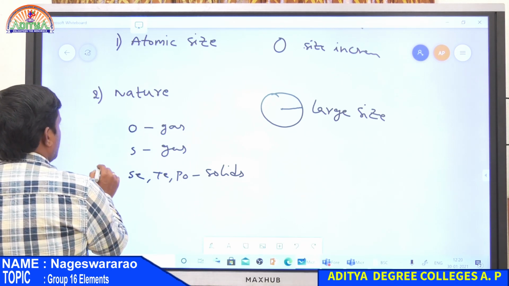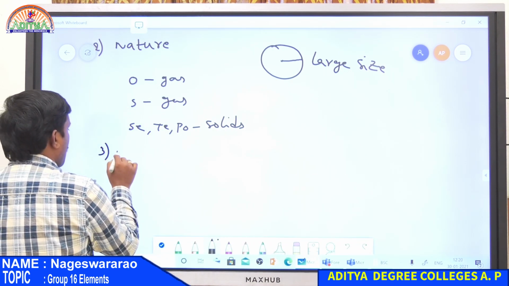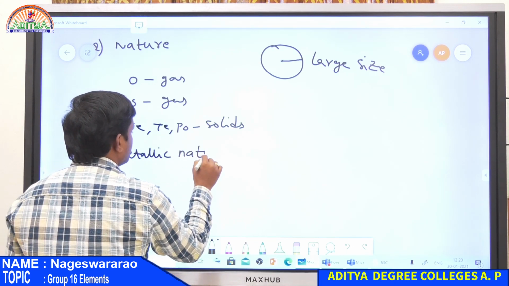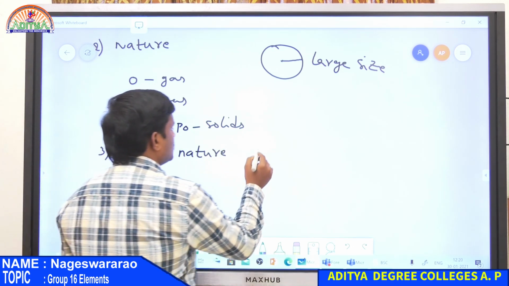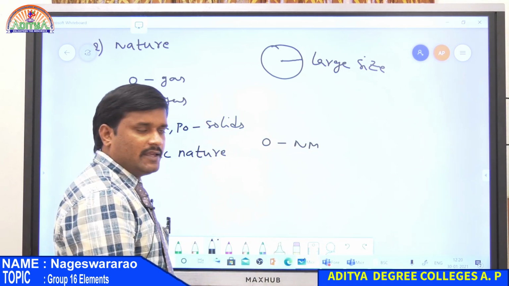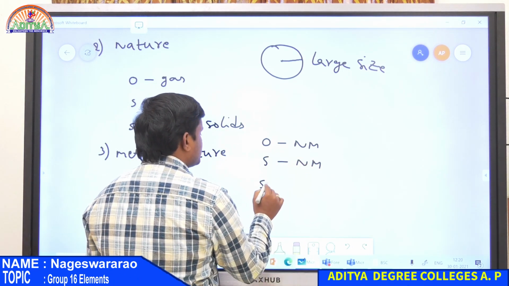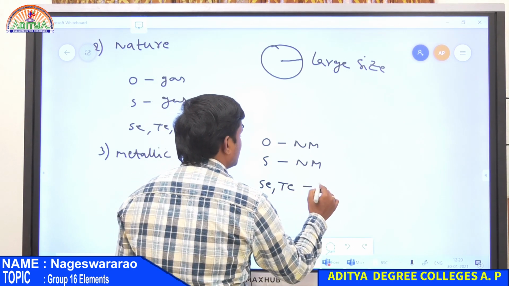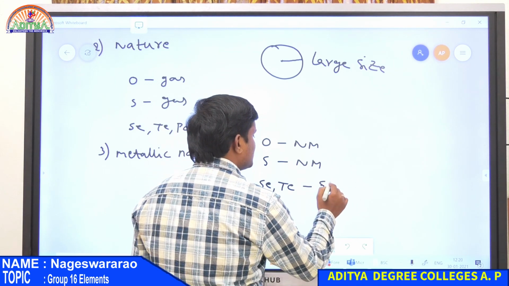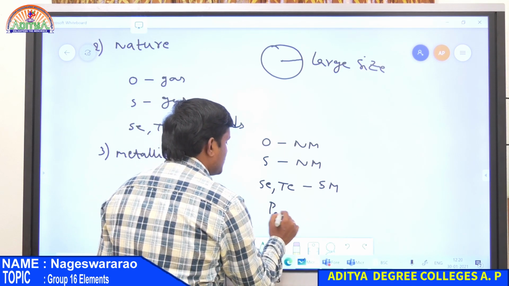And also metallic nature, third property. Metallic nature. Oxygen is non-metal, simply gas. Gases are always non-metals, Nm, that is non-metal. So sulfur is also non-metal, whereas selenium and tellurium sometimes act as metals and sometimes act as non-metals. Therefore these are simply semi-metals. And finally polonium is the best metal in this group.